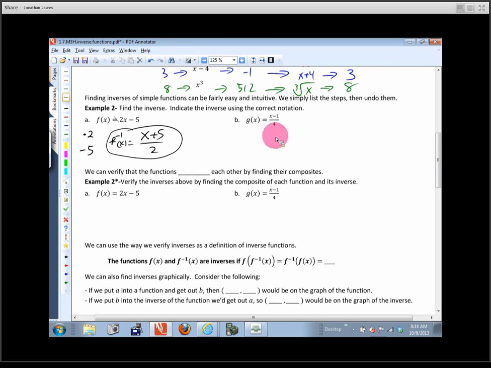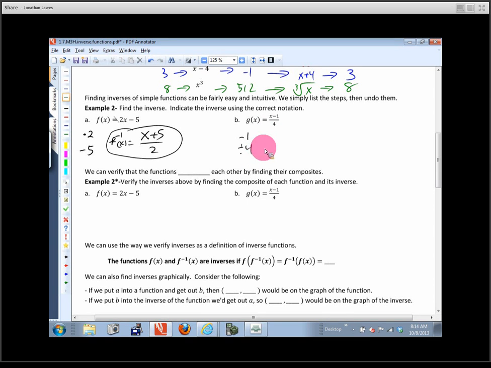Okay, let's take a look at this next one. So we've got the function g of x. It's (x minus 1) divided by 4. Let's make a list of what goes on here. When I plug in a number, what would be the first thing I do to it? Subtract 1, then what? Divide by 4.